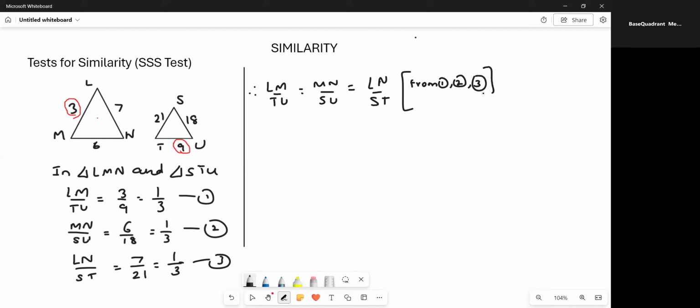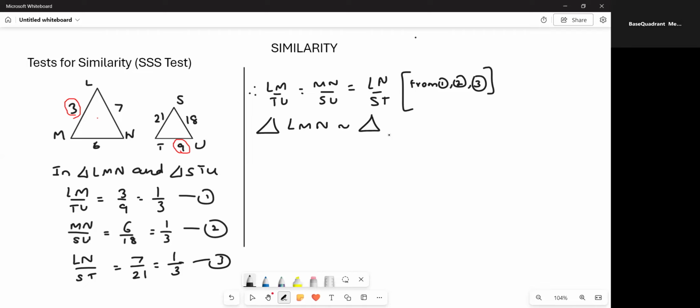Okay. What does that mean? That means that three pairs of sides have equal ratios, or three ratios of the sides are equal, which means the triangles are similar by SSS test. Therefore, triangle LMN is similar to the second triangle by SSS test.